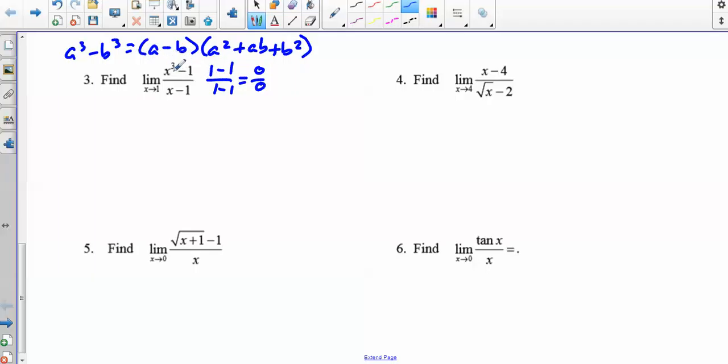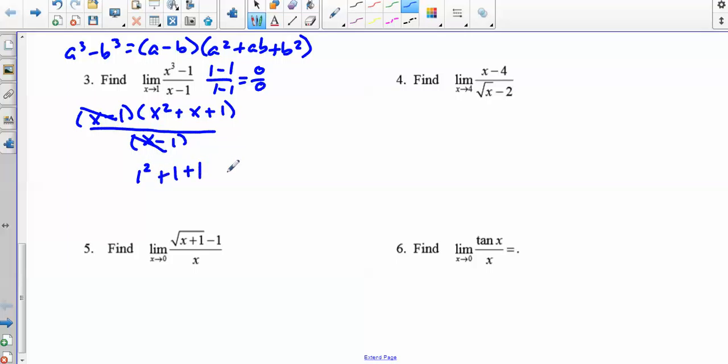So in this case, all of our a values are x and all of our b values are 1. So when I substitute in, I have (x minus 1)(x squared plus 1x plus 1 squared, which is 1). And my denominator is still x minus 1. So now I can cancel out the factor of x minus 1, which would create a hole at 1. And we can substitute the 1 into the remaining polynomial to find our value. So I have 1 squared plus 1 plus 1. So the limit as x approaches 1 is 3.